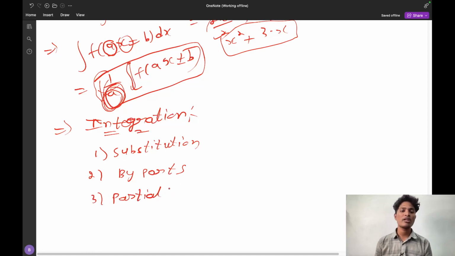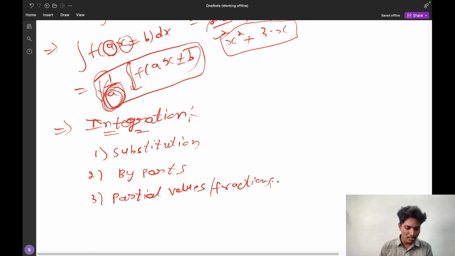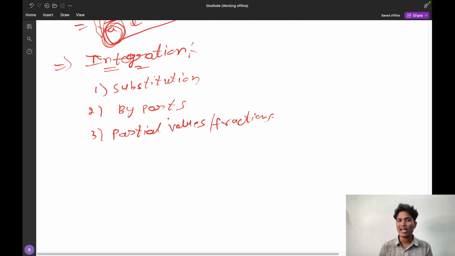That is substitution, by parts, and partial fractions. It is very important. These 3 are the methods in order to solve the integration. I already discussed the substitution.